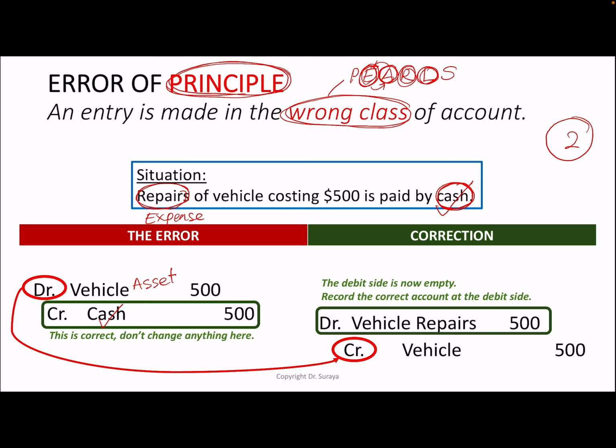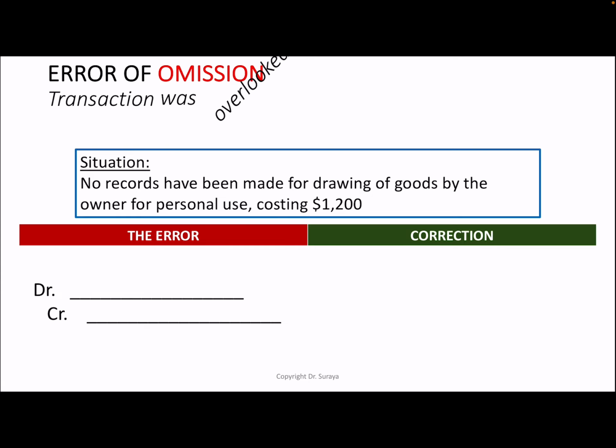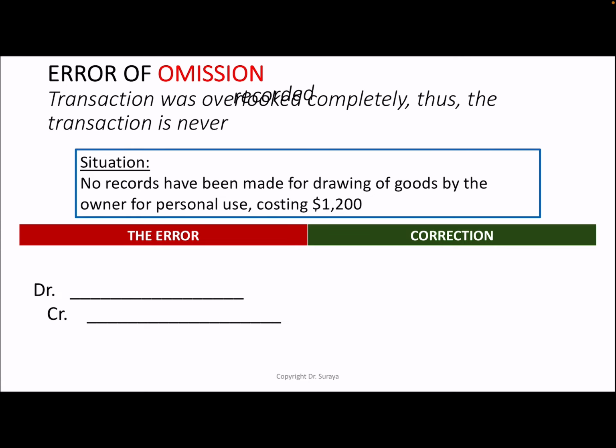Alright. Now let's move on to error number 3. Error number 3 is the most interesting, where you have overlooked them completely. There was no recording of it at all. So this is called omission. How do you remember omission? It starts with O. O means 0. Unlike commission, it starts with a C. It means it's a wrong account, right? But same class, and this is omission.